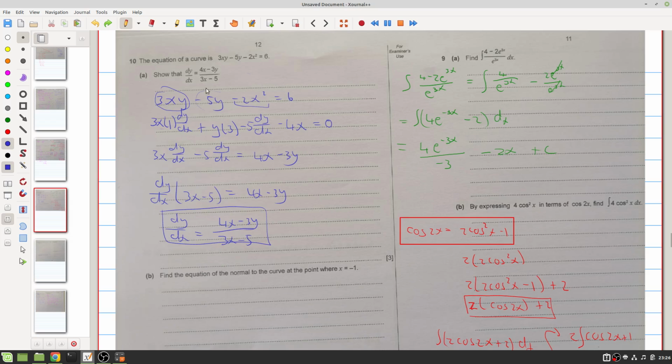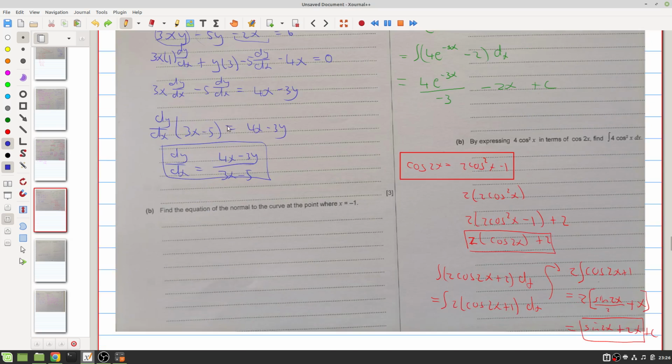Okay, if any of you tried getting y by itself first, differentiating that and then substituting some values back to get something like this, please let me know in the comments and we can have a look at that together.